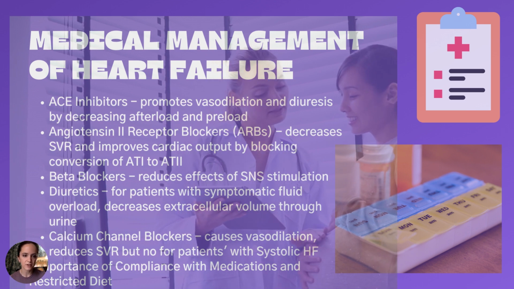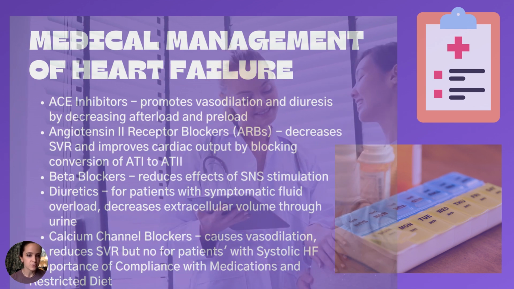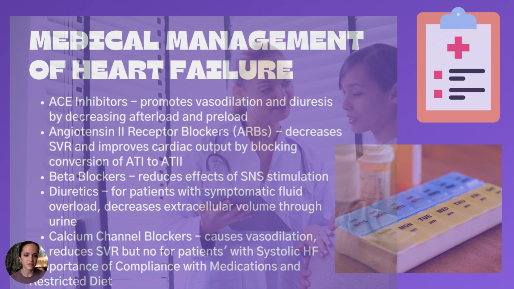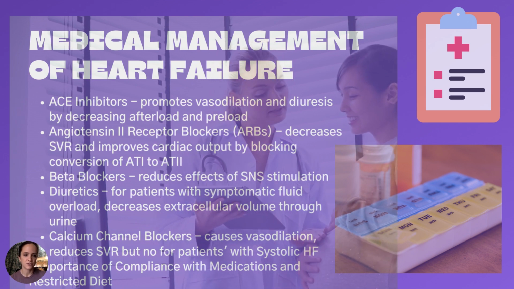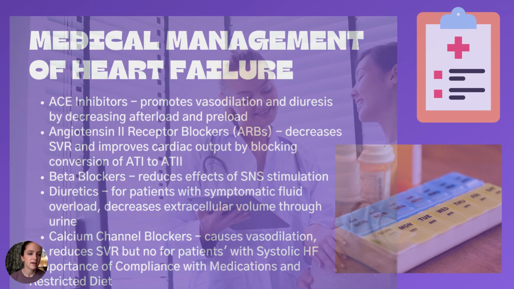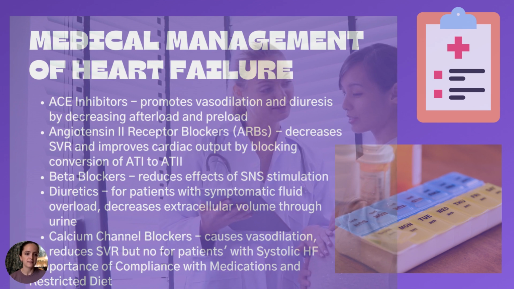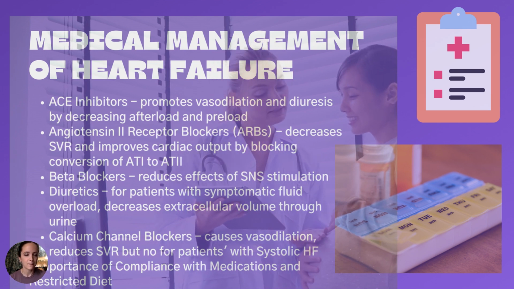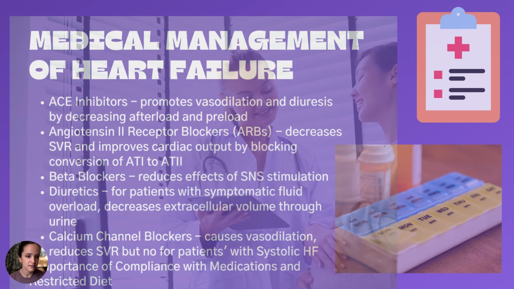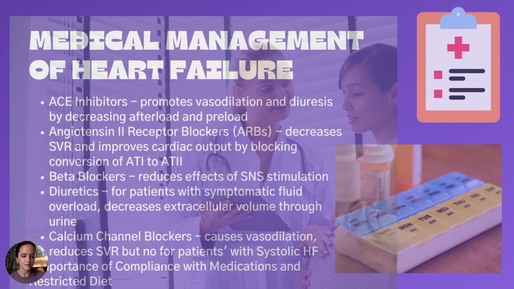Angiotensin 2 receptor blockers, or ARBs, decrease SVR as well and improve cardiac output by blocking the conversion of angiotensin 1 to angiotensin 2. So that also prevents the development of aldosterone, which prevents that sodium retention. So hopefully it will help with that dependent edema. And a lot of times they order ARBs for African American patients as well. It has been seen that it's more effective for them.